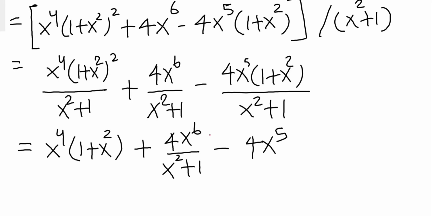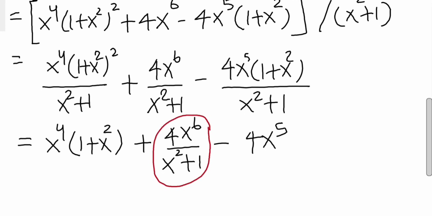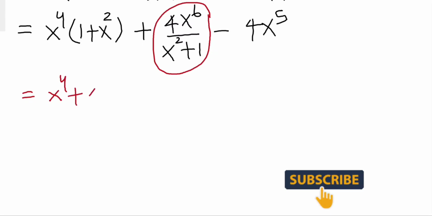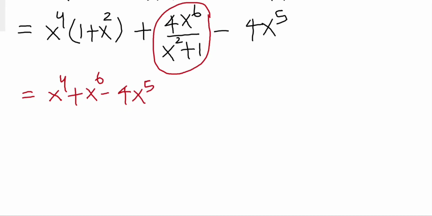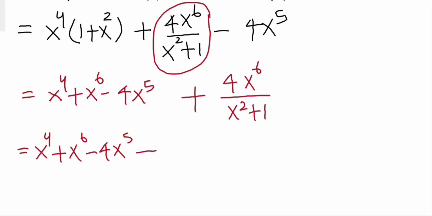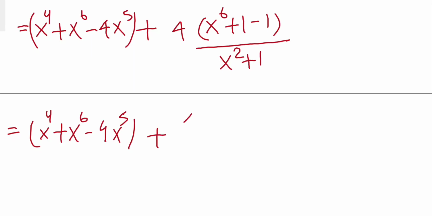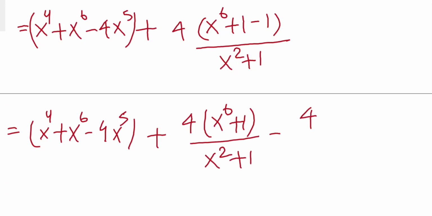Now the only thing left to simplify is this middle term. Let's do something for it. I'll first separate this: x^4 + x^6 - 4x^5, and then this middle term is plus 4x^6 / (x^2 + 1). Now I'll add plus 1 and minus 1 to it, so it is x^4 + x^6 - 4x^5 plus 4 into (x^6 + 1) / (x^2 + 1) minus 4 / (x^2 + 1).